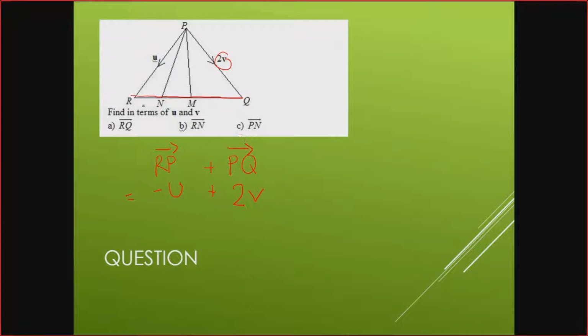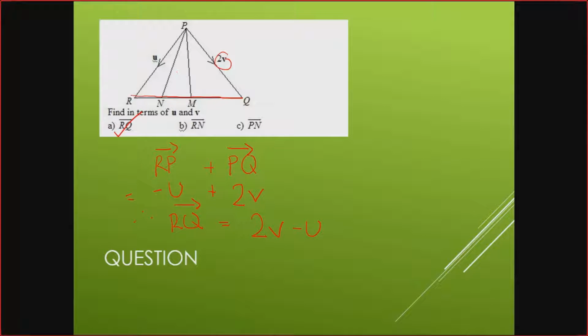Therefore, RQ, in other words, is 2V minus U. Now you can write RQ as minus U plus 2V. It doesn't really matter though. You can write it either way. So that's A, and that's right.